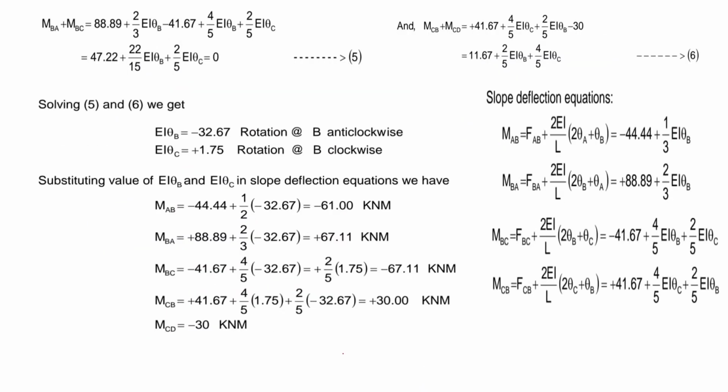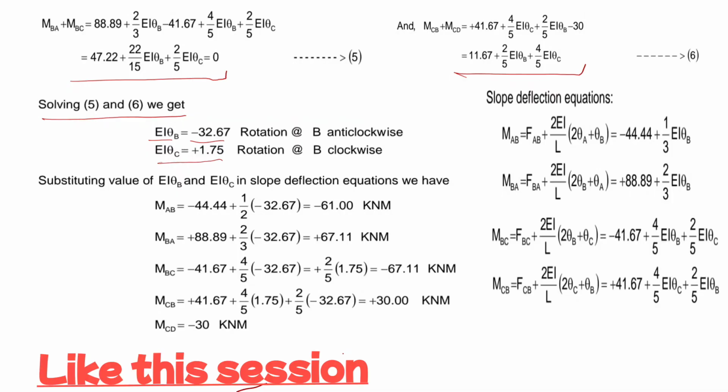Here we have two unknowns from the previous step, equation 5 and equation 6. Solving equation 5 and equation 6, we get EI theta B is minus 32.67 and EI theta C is 1.75. Okay, equation 5 ಮತ್ತು equation 6 ನ ಡೈರೆಕ್ಟ್ ಕ್ಯಾಲ್ಸಿ ಒಳಗೆ ಹಾಕ್ಬಿಟ್ಟು ನಾವು ಸಾಲ್ವ್ ಮಾಡ್ಬೋದು.